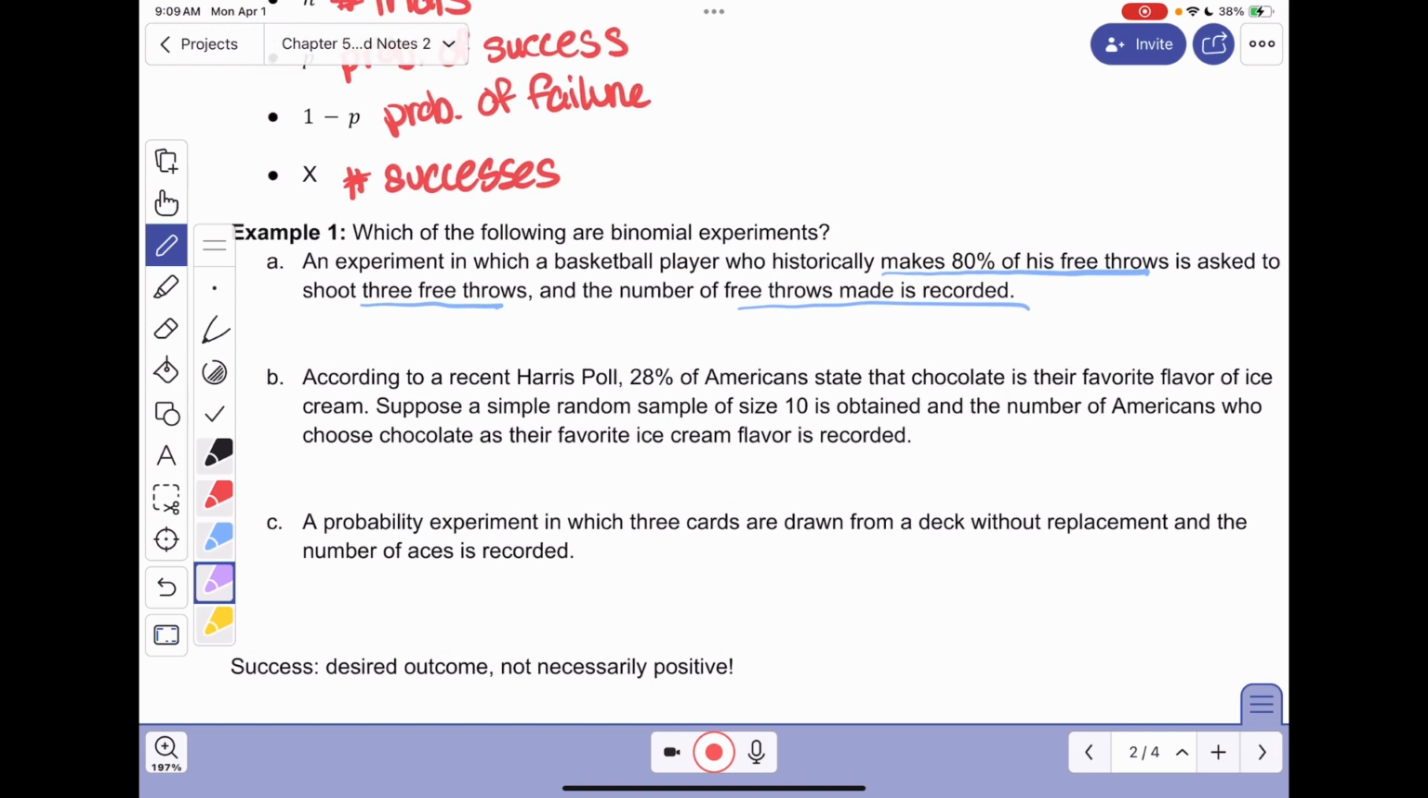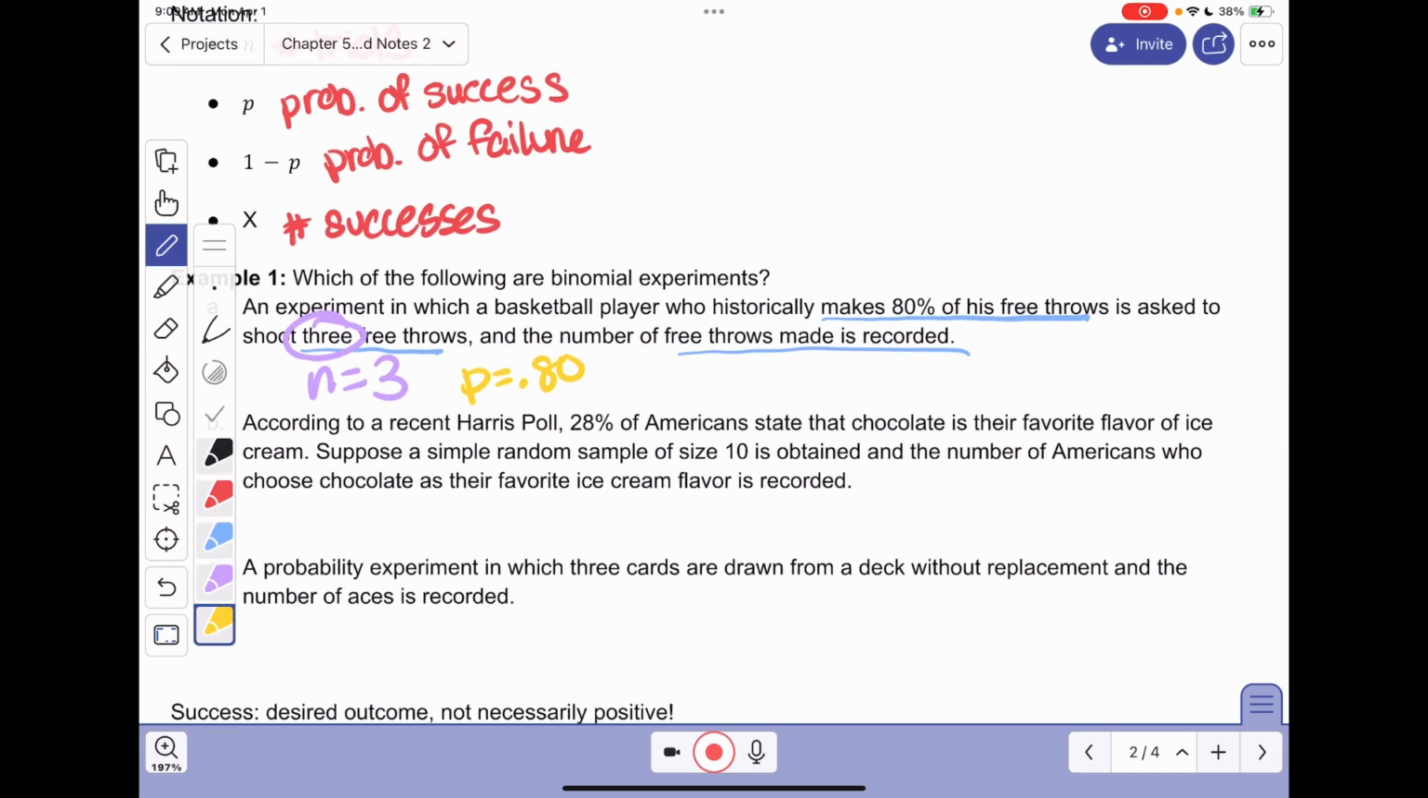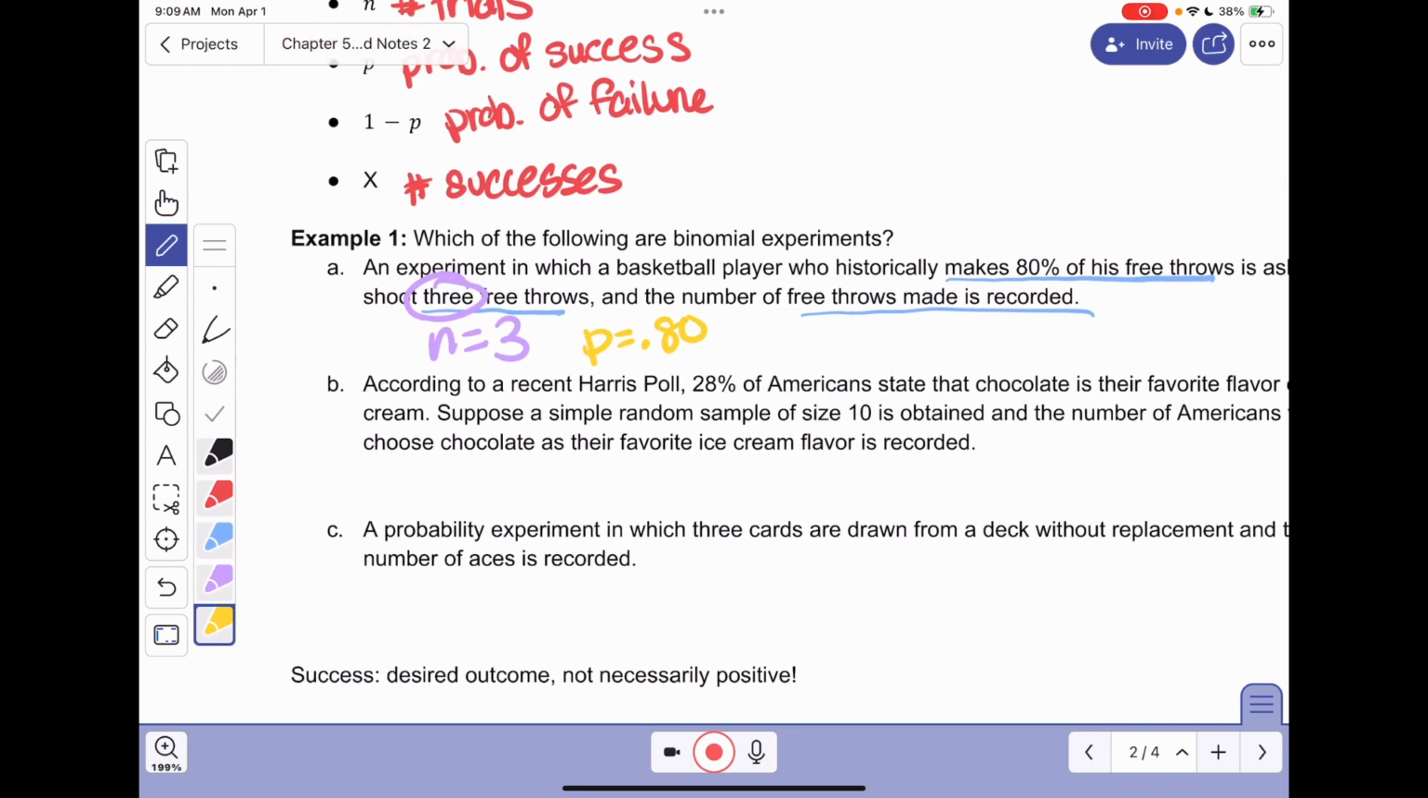So do we have a set number of trials? Yes, we're doing 3 free throws. Are they independent? Yep, each shot has nothing to do with the next shot. Do they all have the same probability? Yes, it's 80%. And are there only 2 outcomes? It's either yes, he made it, or no, he didn't. So yes, 2 outcomes. So it is a binomial probability.